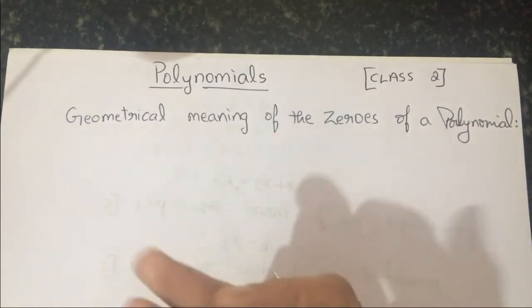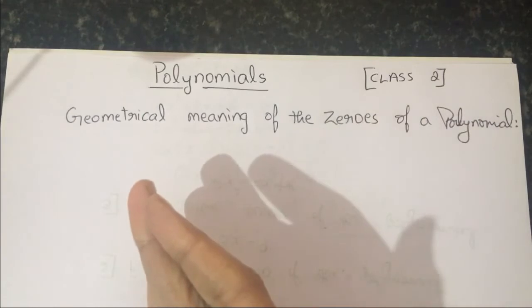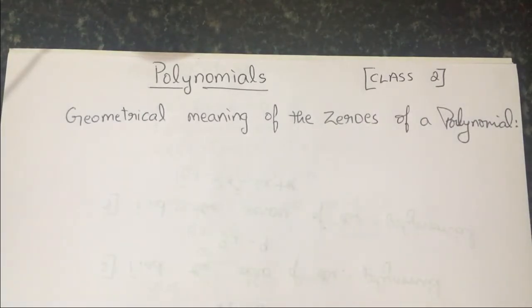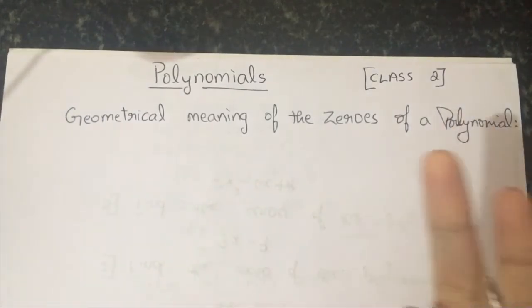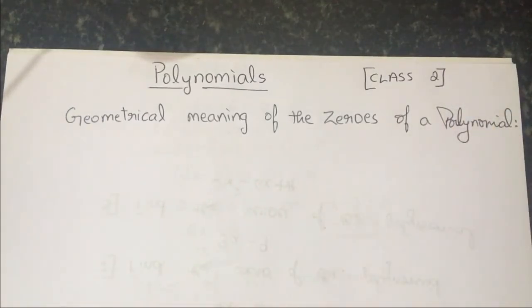Today's class, let us learn about the geometrical meaning of the zeros of a polynomial. How do we represent a polynomial in a graph? Whether the geometric representation of a polynomial gives any idea about the zeros of a polynomial, that we will learn in today's class. I think you have studied how to represent a polynomial in a graph.